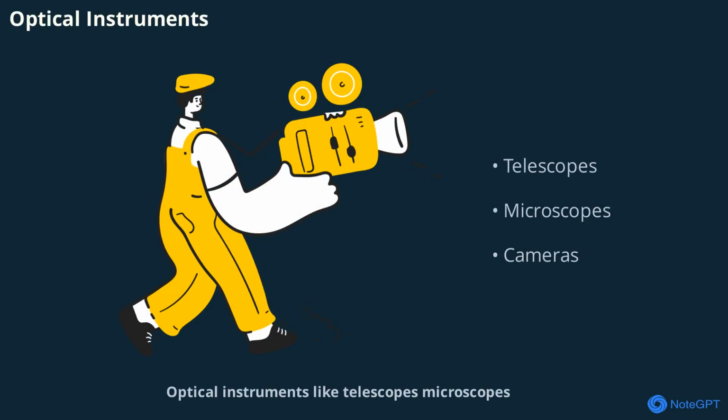Optical instruments like telescopes, microscopes, and cameras use both reflection and refraction to form images. These devices help us explore the world, from distant stars to tiny cells. Understanding light's behavior is essential for designing and using these tools.